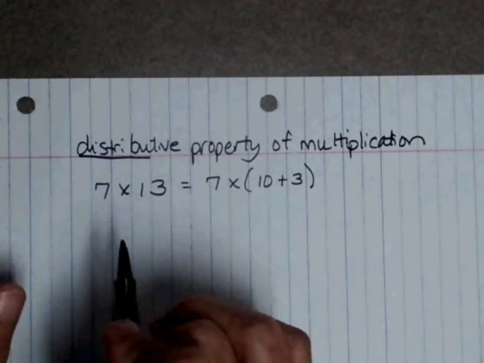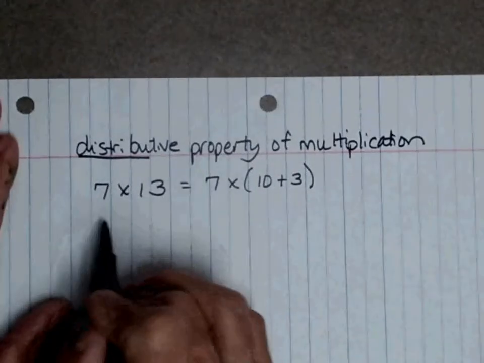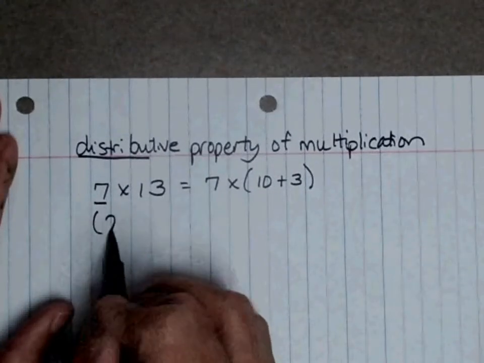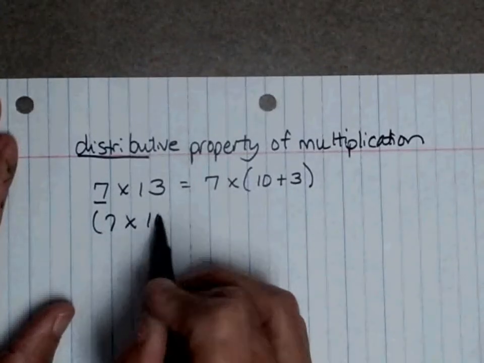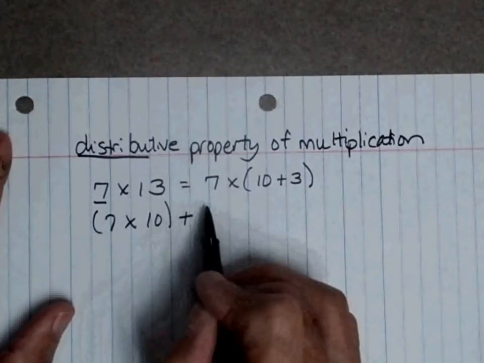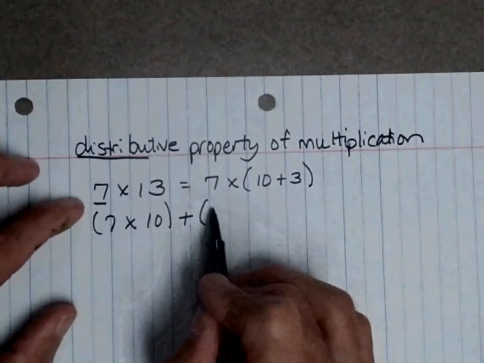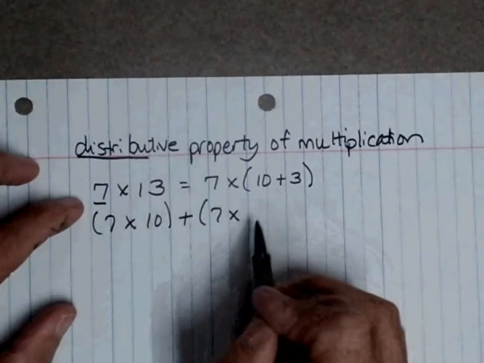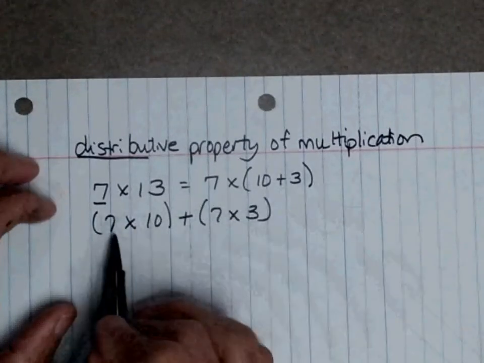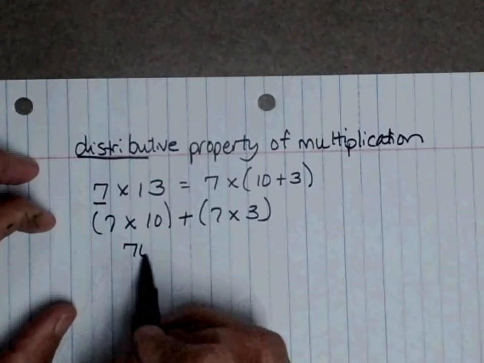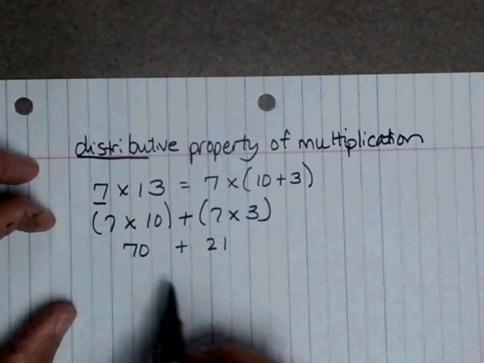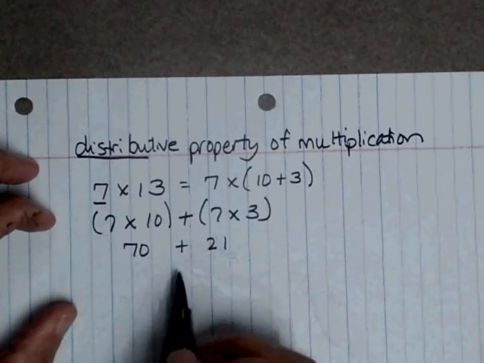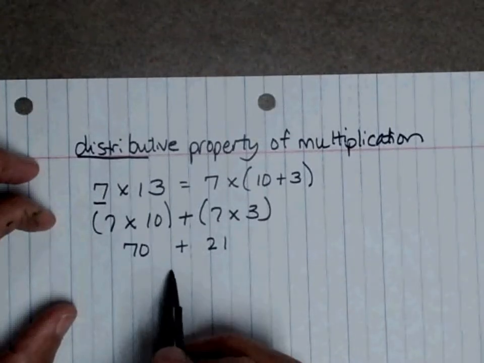The next thing we're going to do is take the factor 7, and we want to multiply it times our tens, and we're going to add that, and we're going to multiply our 7 times the 3 ones. 7 times 10 is 70, plus 7 times 3 is 21, and when you add that together, your final product is 91.